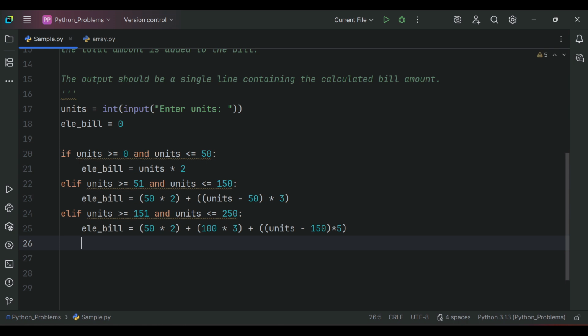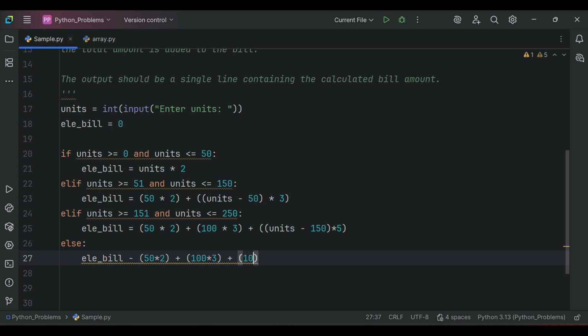Next, the final condition: electricity bill is equal to 50 into 2, plus 100 into 3, plus again 100 into 5, plus units minus 250 into 8. This is the final electricity bill. Suppose the units are above 251, at that time this is the final electricity bill.